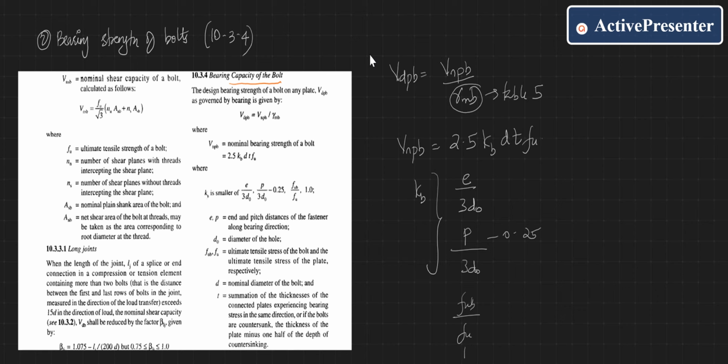So the smaller of these four values is your kb, where E and P are the end and pitch distance of the fastener respectively. D naught is the diameter of the hole. FUB and FU are the ultimate tensile stress of the bolt and the ultimate tensile stress of the plate respectively. D is the nominal diameter of the bolt and T is the summation of the thickness of the connected plates. So this also you will get more clear when you are doing the numericals.